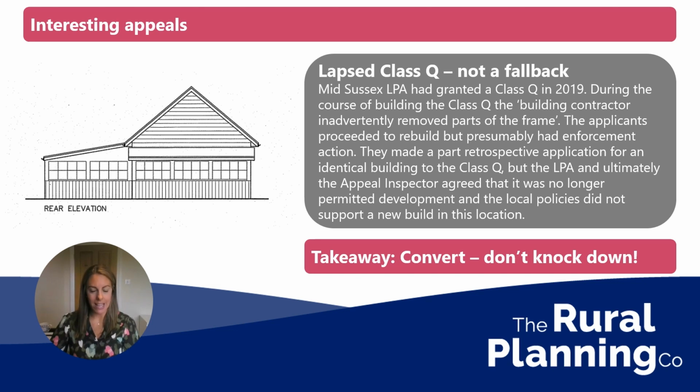So the takeaway from that, and this is a biggie, is convert it and make sure you are converting it, because if anybody rocked up at the wrong time when you had taken down the frame, you're left with nothing. You don't even have a barn anymore. There have been a few appeal cases of that happening. So please make sure that you can show that you're converting it and don't knock down a Class Q. If you want to knock it down and start again, you must do a planning application, and that's what I'm going to talk about in a moment, but don't try and do it under the Class Q.